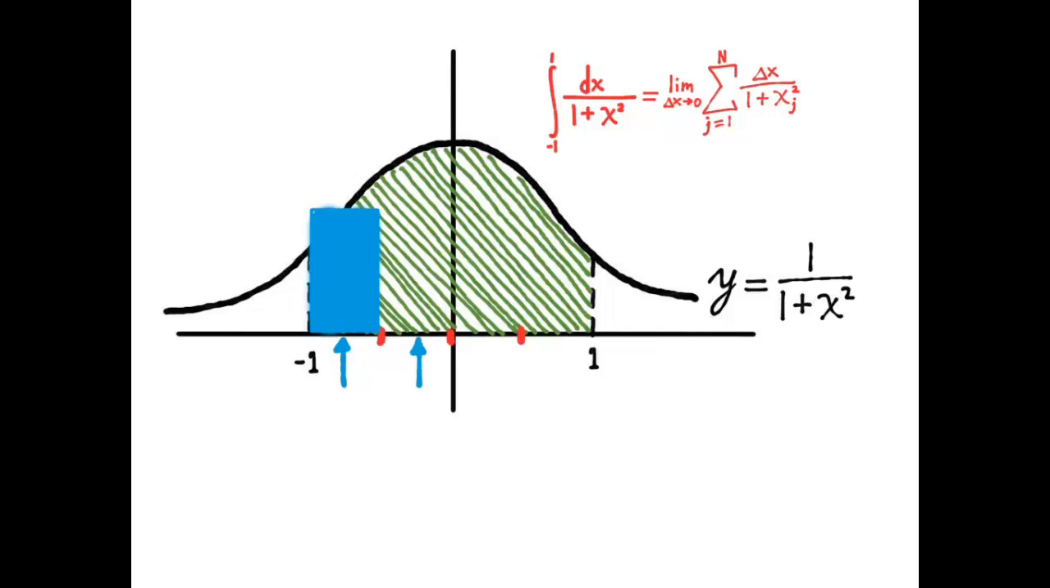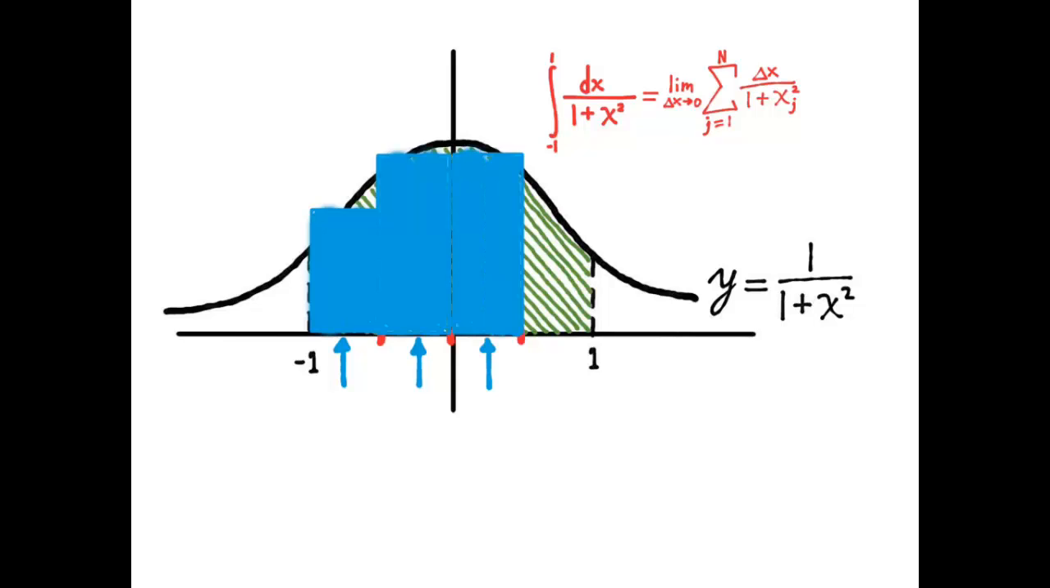Our second value would give me a rectangle like this. Our third value would give me a rectangle like this. And the fourth value, a rectangle like this. And the sum of these four rectangle areas would be the n equals 4 Riemann sum, or the delta x equals 1/2 Riemann sum that corresponds to this integral.